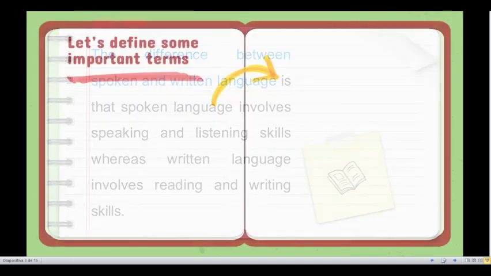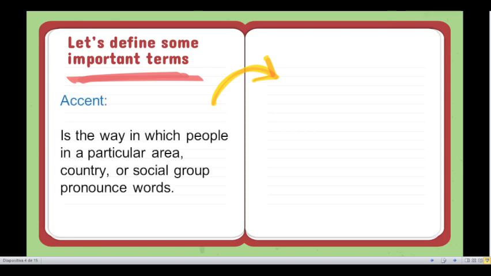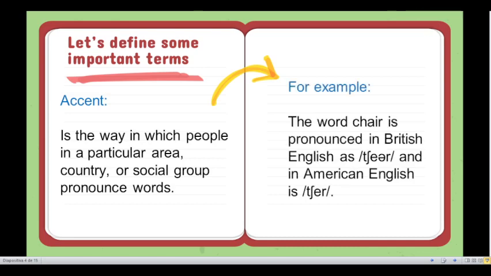Very good. Now, let's define some important terms that will help us to understand language variation better. The first one is accent. It's the way in which people in a particular area, country, or social group pronounce words. For example, the word chair is pronounced in British English as chair, and in American English as chair.